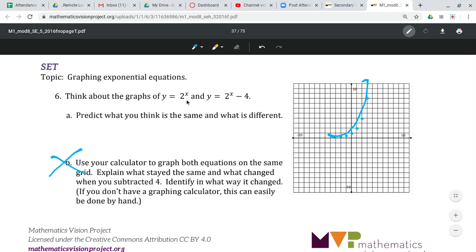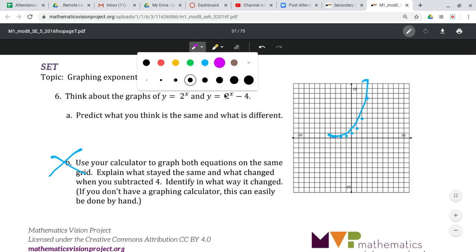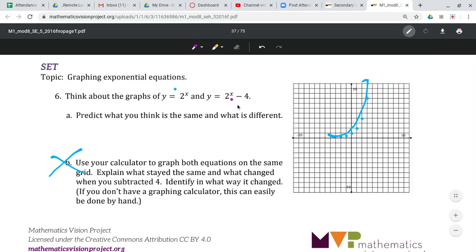Now, that is the first equation. So that's this one here. Now, for the second equation, same thing, but we have the negative 4. So 2 to the power of 0 is 1. 1 minus 4 is negative 3. So we're going to be down at 1, 2, 3.